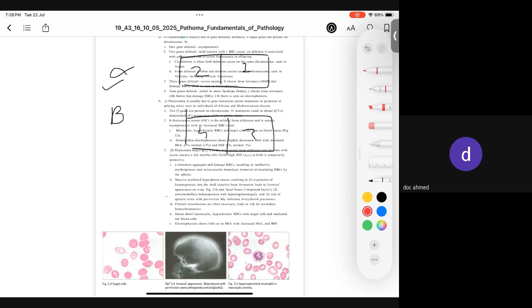For example, if we have deletion of one alpha chain gene, we won't have any problem in that individual. It's going to be a really minor kind of thalassemia. But if we knock off two genes, it can cause a problem, because we have a total of four on two different chromosomes, on chromosome number 16. Alpha thalassemia is due to gene deletion. If you delete one gene, no problem.